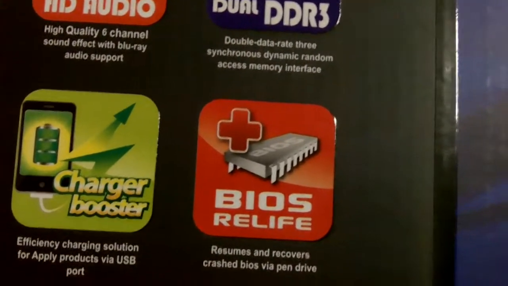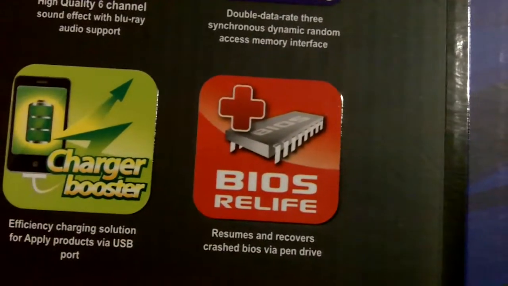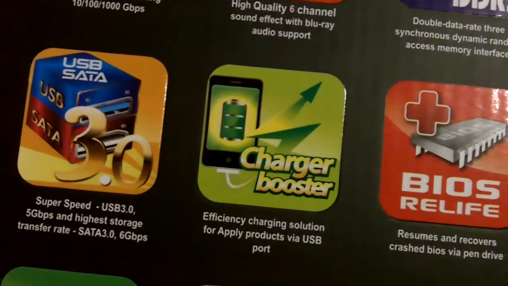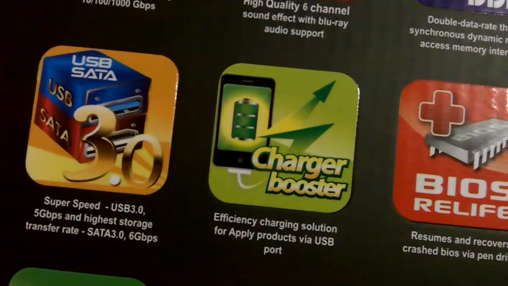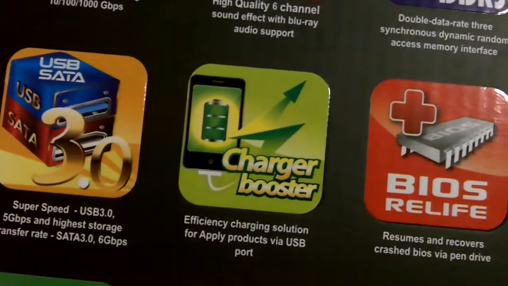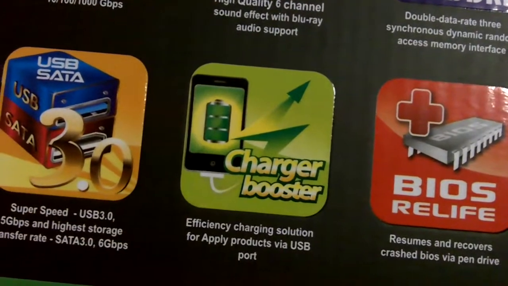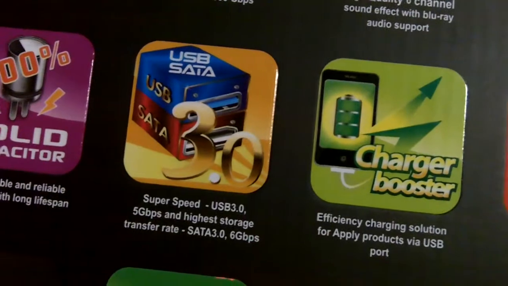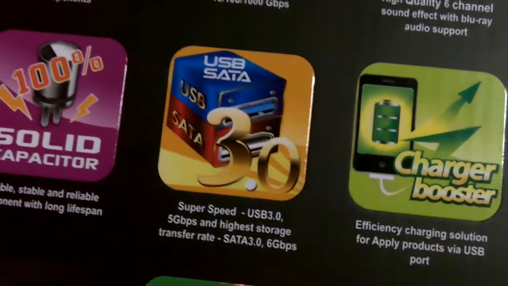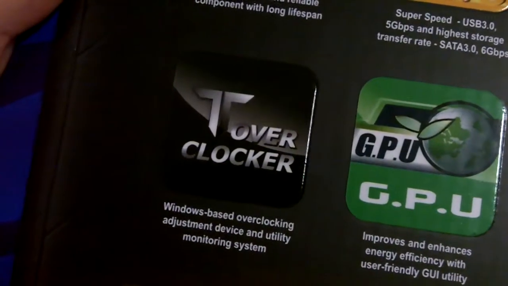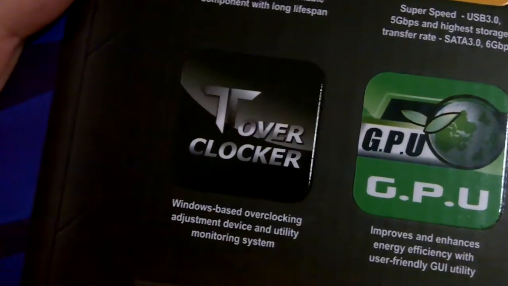We have also BIOS Relife, which resumes and recovers a crashed BIOS via a pen drive. Charge booster, something I think they copied from Gigabyte, which means you can charge your phone faster compared to a normal USB. And again, SATA 6 gigabit per second, as well as USB 3.0, and the T overclocker utility is somehow useless as I've tried.